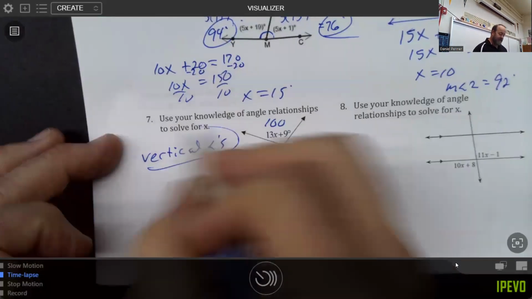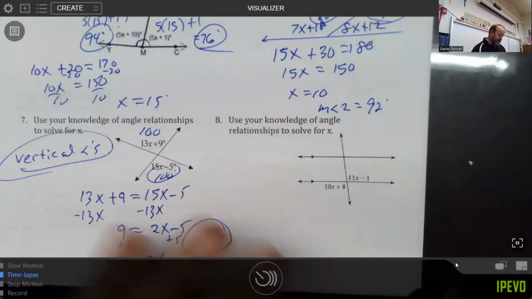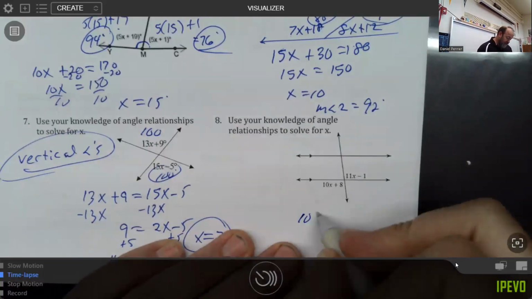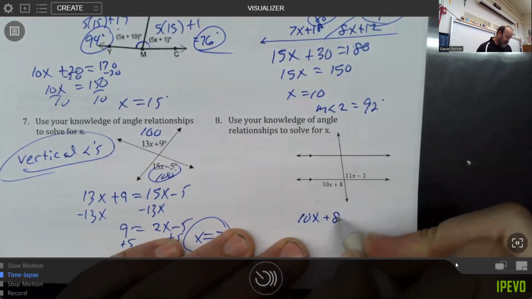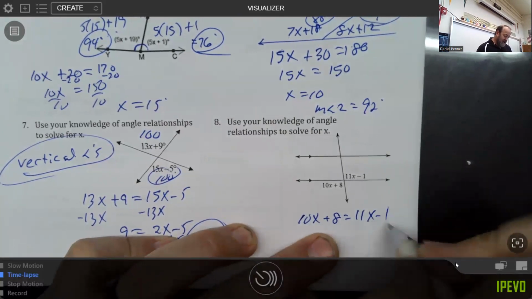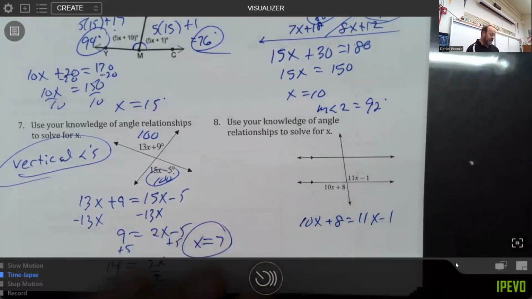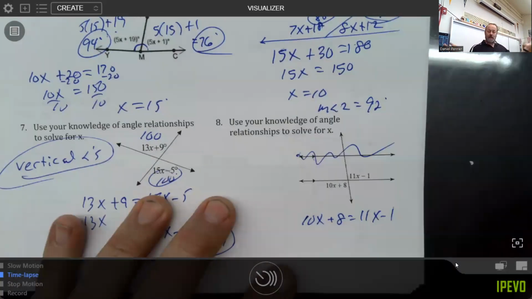So this was vertical angles. And the same thing happens here. Those are also vertical angles. And the funny thing about this is this line right here didn't even matter. We didn't ever even need that other line. It was irrelevant.